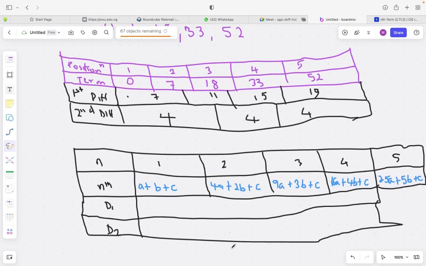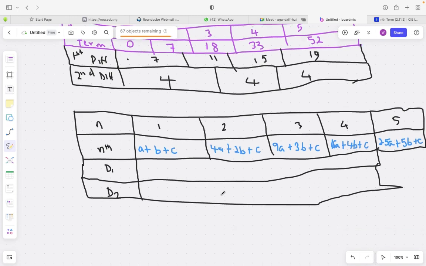Okay, have we had this? Now we find the first difference. We find the first level difference. What's the difference between 4a minus a? It is 3a. So I get 3a here, right? And then 2b minus b, you get b. C minus c is 0.